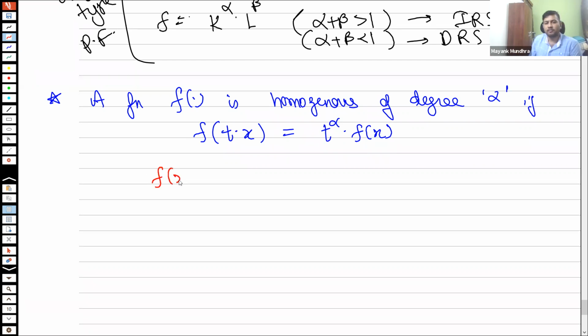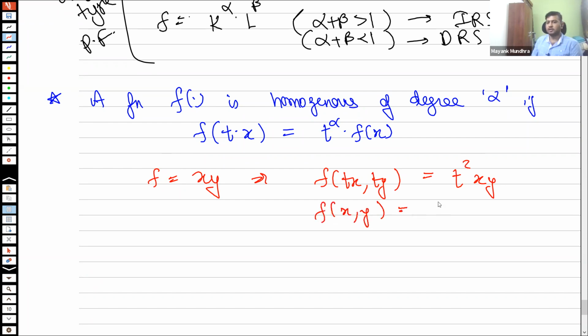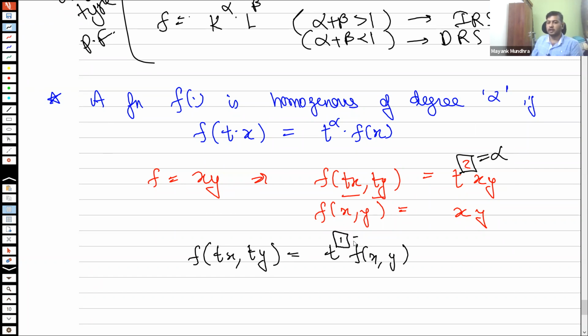So for example, let's say f of x comma y is equal to xy. Then f of tx comma ty will be equal to t square xy. So you get f of tx comma ty equal to t squared times f of x comma y. So the power of t is 2. When you multiply all inputs by t, the overall output gets multiplied by t to the power 2. So you can say that this function is homogeneous of degree 2. Now all CRS production functions exhibit the result that f of tx comma ty equals t to the power 1 times f of x comma y. So this power is 1, and that's why we say that all CRS production functions are homogeneous of degree 1.